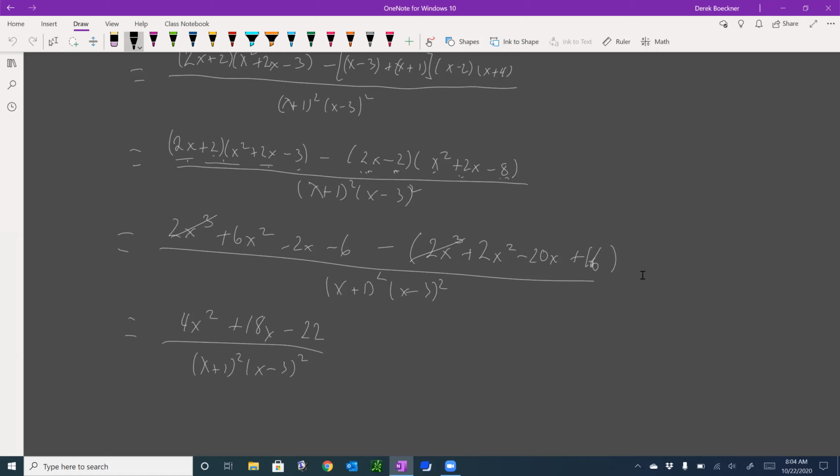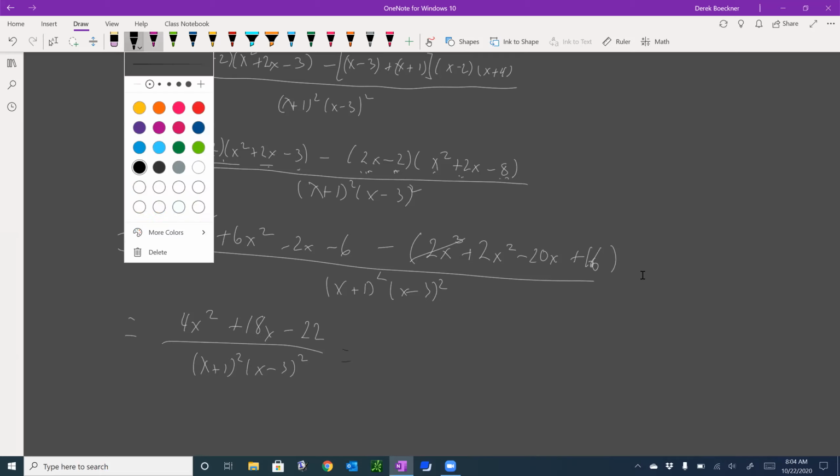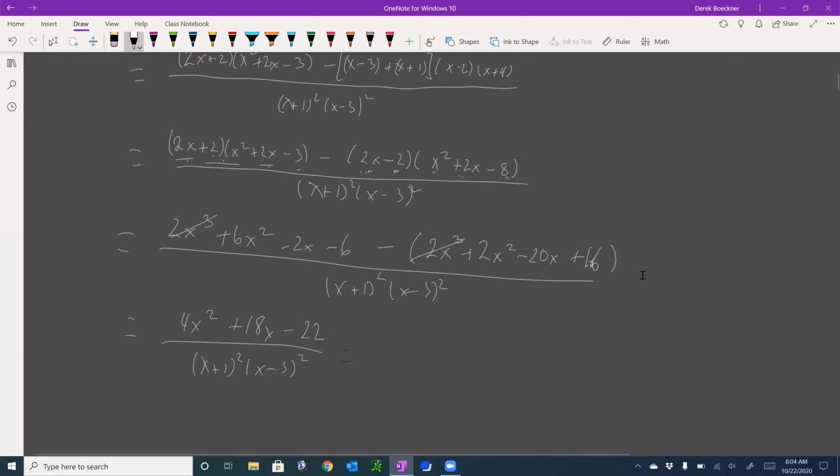Okay, so I think we had our arithmetic right to this point, and we're just going to factor this a little further. You probably can't see the black, or at least not very easily. Okay, so let's factor out a 2. And you get 2 times x squared plus 9x minus 11.